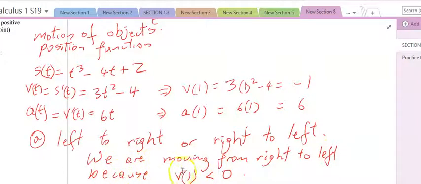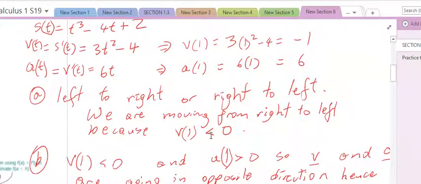Why? Because we said that if our velocity function was negative, then we're moving to the left. So whenever the velocity function is negative, we are moving to the left. Think about going on the horizontal axis, going to the left is negative.